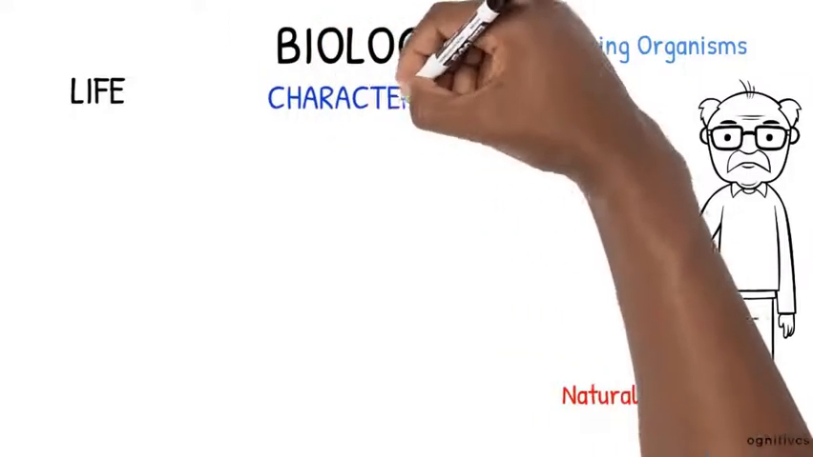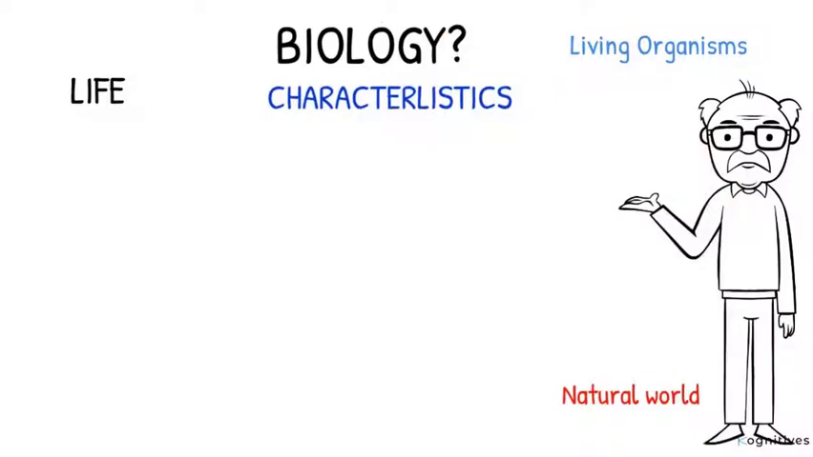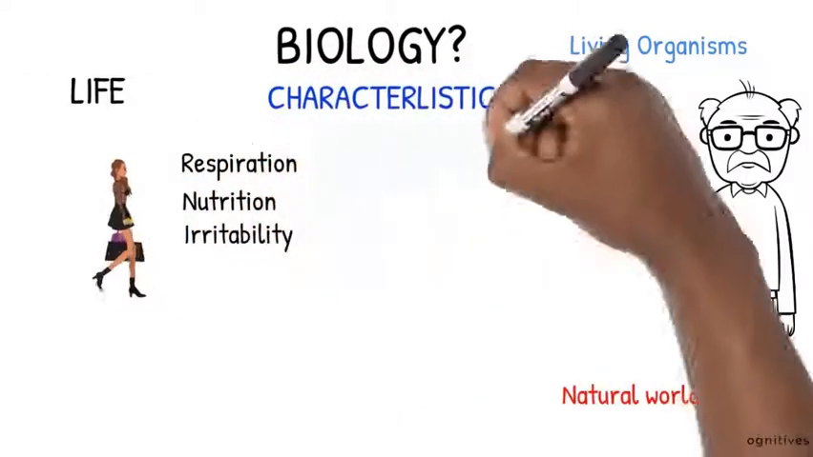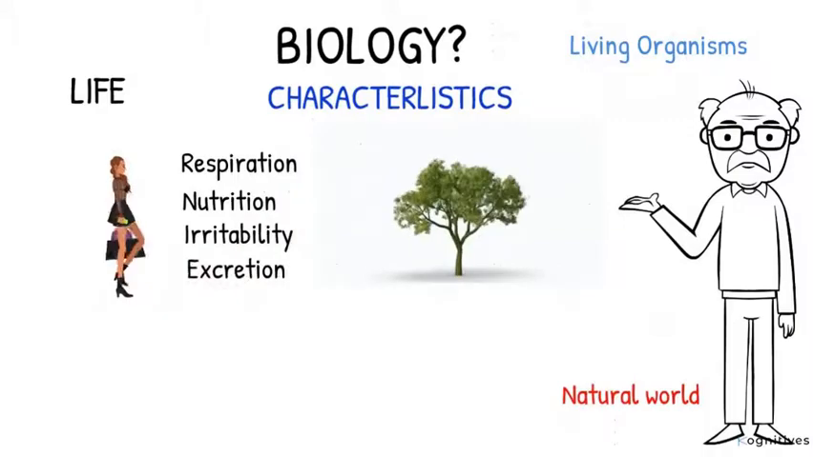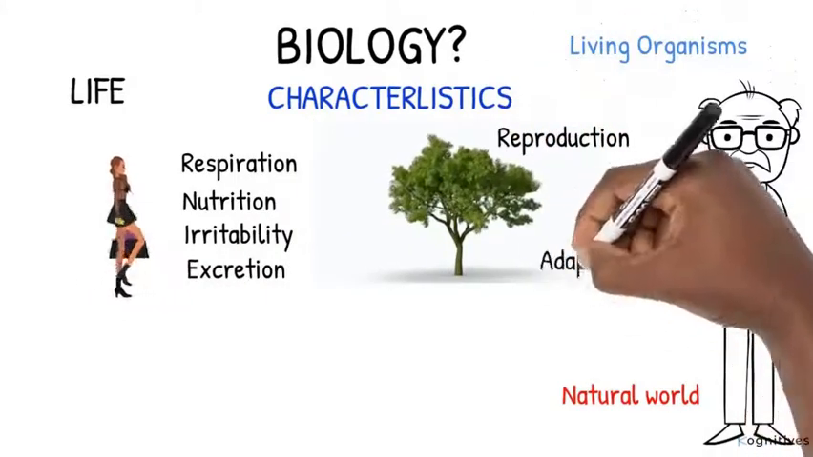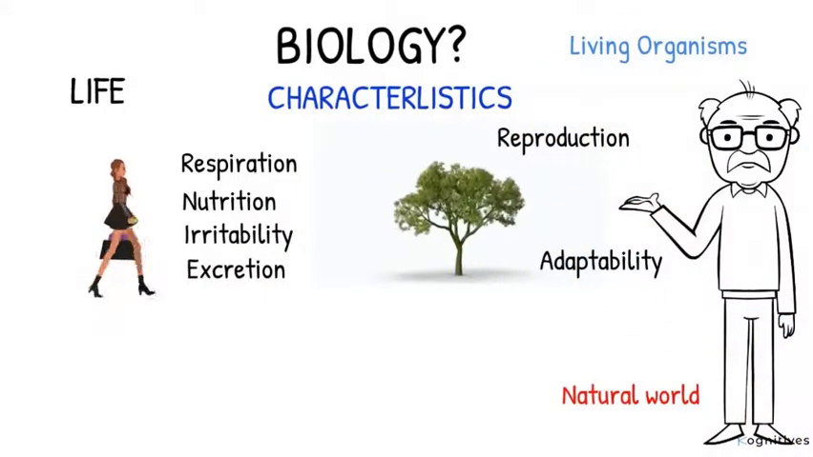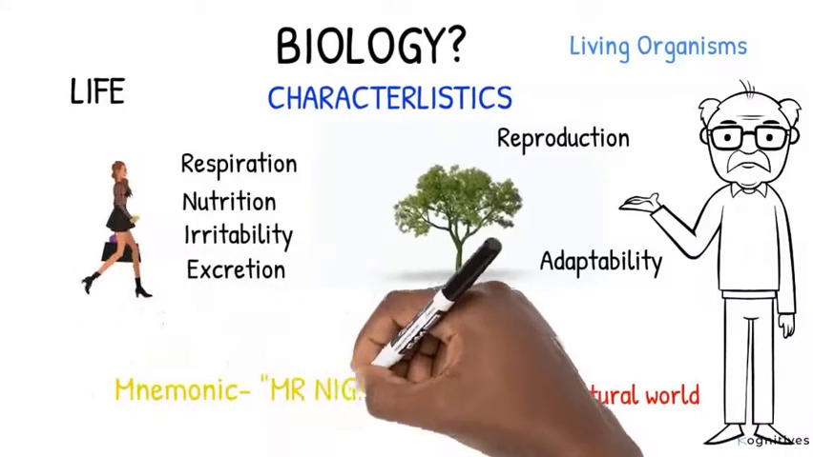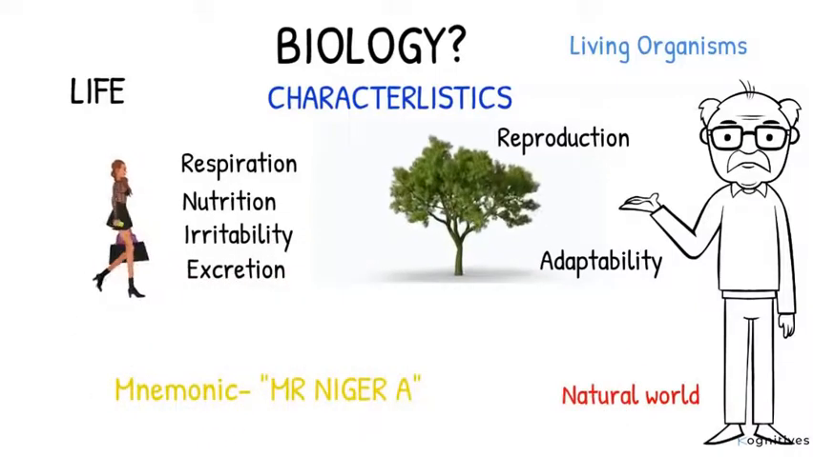What are the characteristics of living things? Well, the characteristics of living things include movement, respiration, nutrition, irritability, growth, excretion, reproduction, and adaptability. These characteristics can be memorized with the mnemonic Mr. Niger A. Now let's discuss these characteristics briefly.